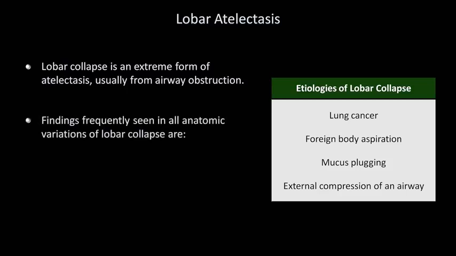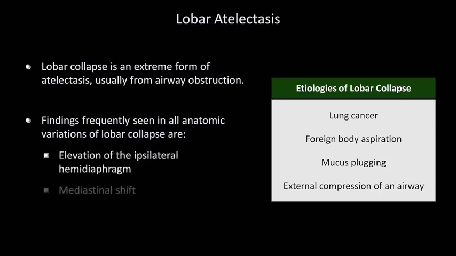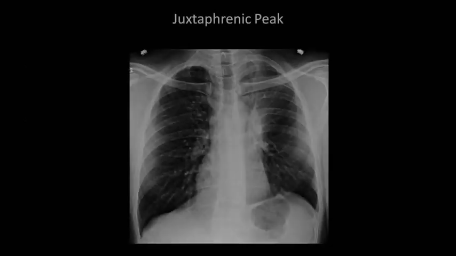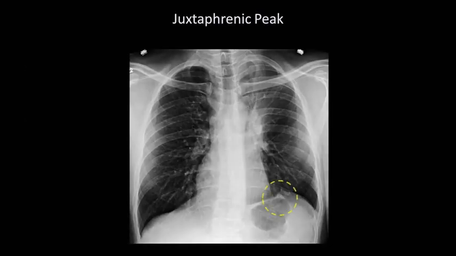There are some radiographic findings frequently seen in all anatomic variations of lobar collapse, including elevation of the ipsilateral hemidiaphragm, mediastinal shift towards the side of collapse, and the juxtaphrenic peak sign, particularly with upper lobe collapse. Here's an example of the juxtaphrenic peak. Some sources report it's caused by traction on the inferior pulmonary ligament. However, more recent journal articles describe it as the result of an inferior accessory fissure. I'll now go through what the collapse of each of the 5 lobes looks like.